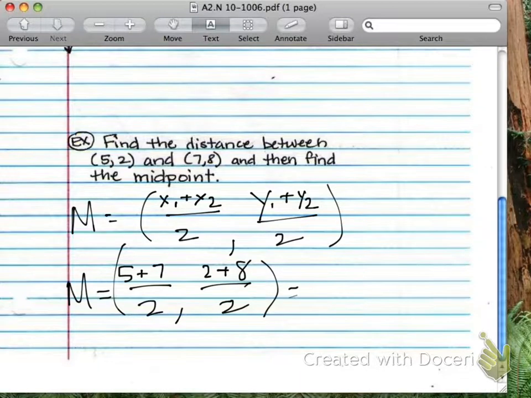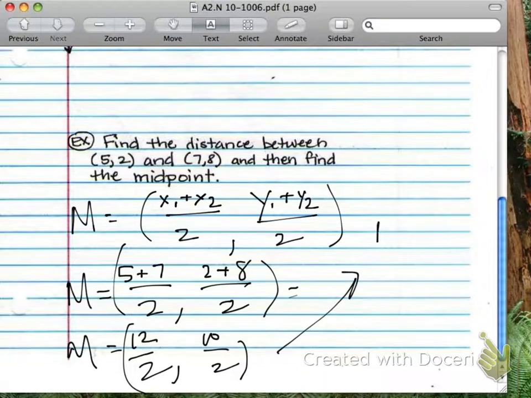Okay. So then I have m equals 12 over 2 and 10 over 2. M equals, now Serena, 6 and 5. 6 comma 5. So that's where you will find your midpoint.